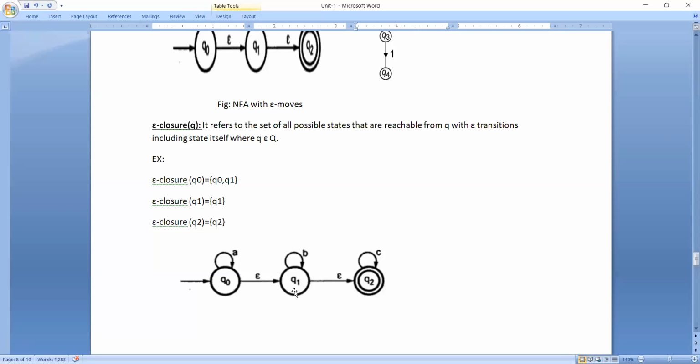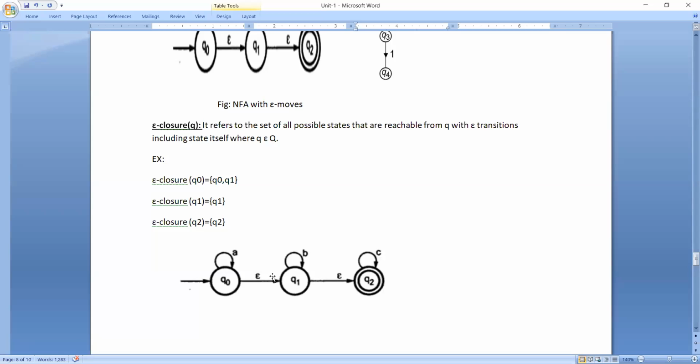Check it out over here. Q1 on B, we are looking for, right? Yes. When I am present on Q1, by reading the B input symbol, it is possible that I will be on the same state, and at the same time, as we have an epsilon transition, it is possible that we can reach Q2 also. Understood? Like this also you can do.